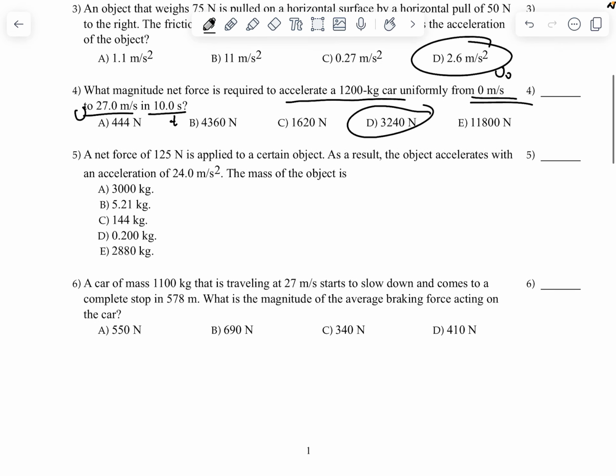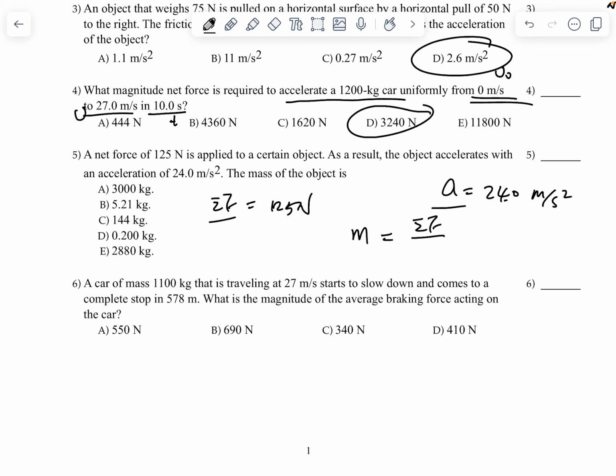Okay, so next one is a net force of 125. A net force equal to 125 Newton is applied to a certain object. As a result, the object accelerates with an acceleration of 24.0 meters per second squared. You see, net force, acceleration. So we can use Newton's law to figure out the mass.